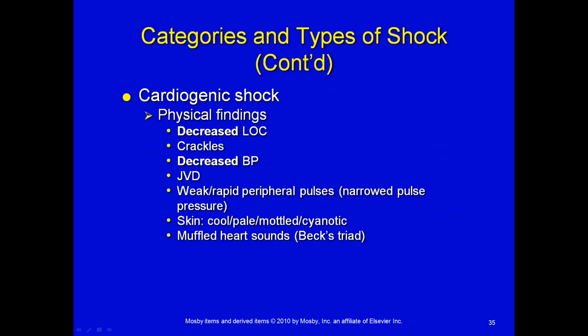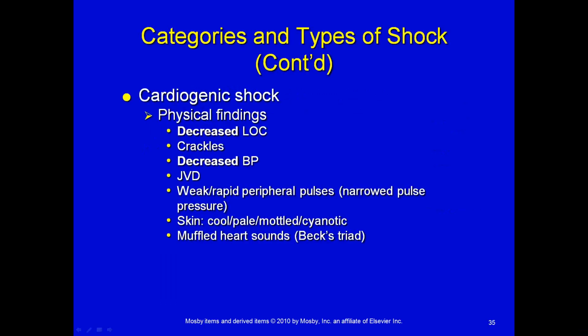So with cardiogenic shock, we're going to see a decrease in level of consciousness from a low blood pressure. We're going to hear crackles in the lungs from blood backing up into the lungs. Blood pressure is going to drop, jugular vein distension. You could have weak, rapid peripheral pulses with narrowed pulse pressures. Systolic and diastolic are pretty close together, particularly in the case of a cardiac tamponade. Skin becomes cool, pale, mottled to cyanotic, and muffled heart tones, which when they're referencing Beck's triad here, it's a triad of three things that we would see in somebody with severe heart failure.